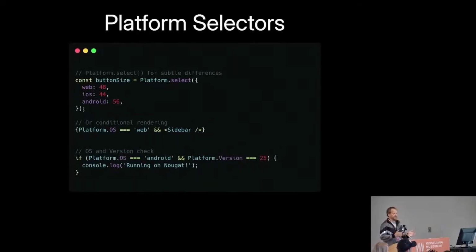Sometimes you don't want to split at the file level or at the higher level component level, but you want to make some choices within the component itself. The button needs to be slightly adjusted between the three platforms, so you can use a platform selector. Maybe the layout can actually stay the same for both the mobile portrait experience as well as the web experience on landscape, but you want that sidebar, so you can check for the platform constant and then conditionally render the sidebar component. And this doesn't happen that often, but if you want to check, are you running on Android and a specific API version or SDK version, then you can do something special too. So all the possibilities are there with React Native.